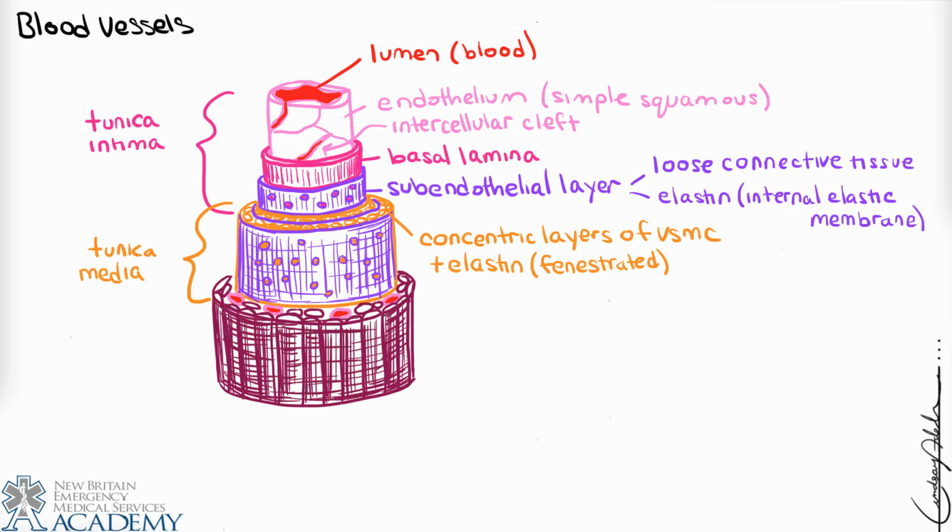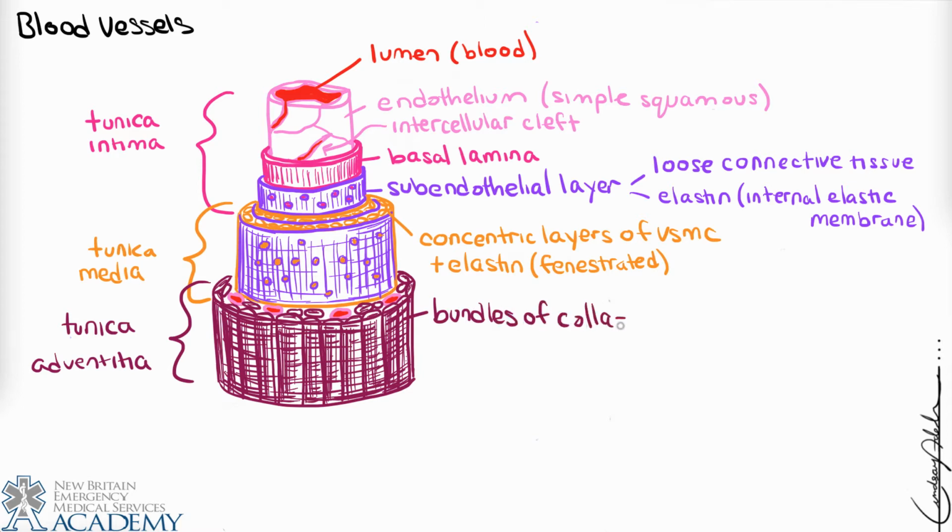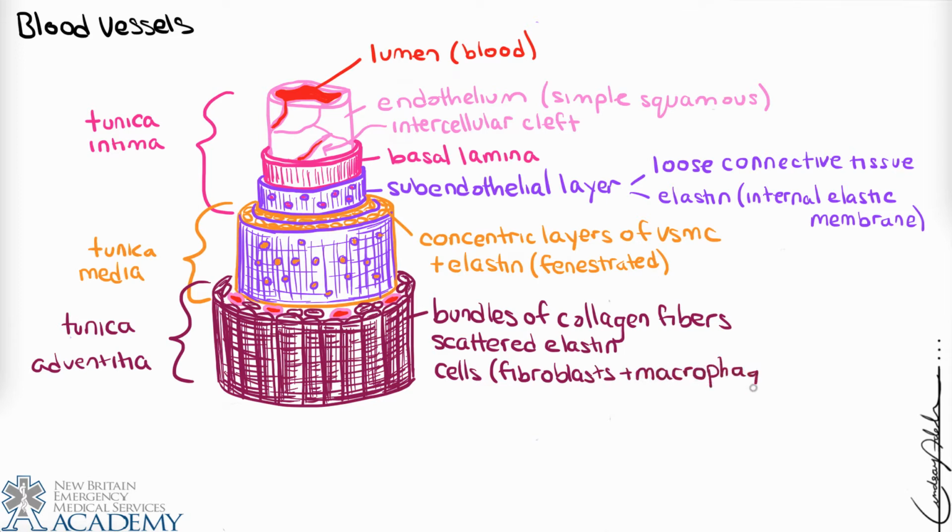And this is kind of a thick layer, and depending on which vessels we're talking about, it may or may not be present. And basically it's bundles of collagen fibers. And so the collagen is actually what gives something like a blood vessel some sort of strength and support and ability to recoil after stretching. And we also have some scattered elastin, and we have certain types of cells, particularly fibroblasts and macrophages. Fibroblasts are probably the most prevalent form of cell for connective tissue, and macrophages engulf bacteria, cell debris, things like that.